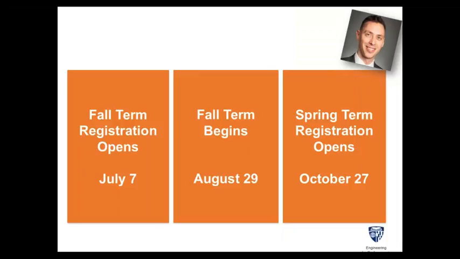Just as a quick reminder, I showed these dates earlier, but I'll show them again. Fall term registration opens on July 7th. That'll give you plenty of time to prepare for the term beginning on August 29th. And if you are looking ahead to the spring and you want to start in the spring, registration opens October 27th, and the term begins at the end of January. So just a couple of dates to keep in mind as you're planning this out. I know it's not something that people enter into lightly. It is a time commitment and a financial commitment, so we want to make sure that you're prepared to enter the program.